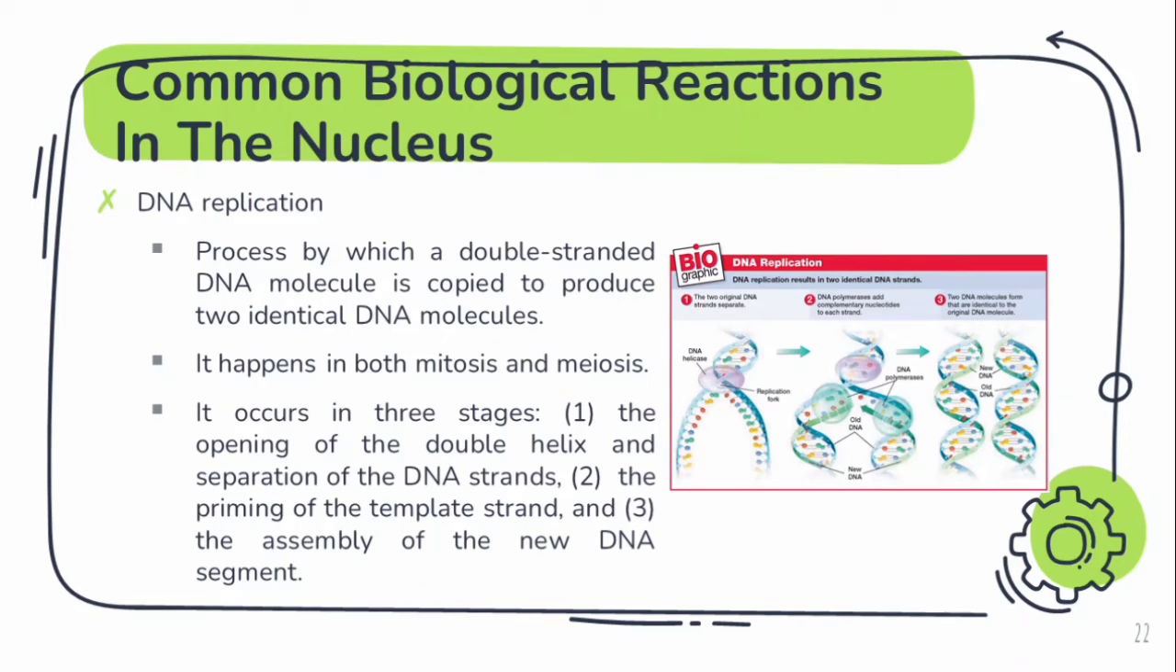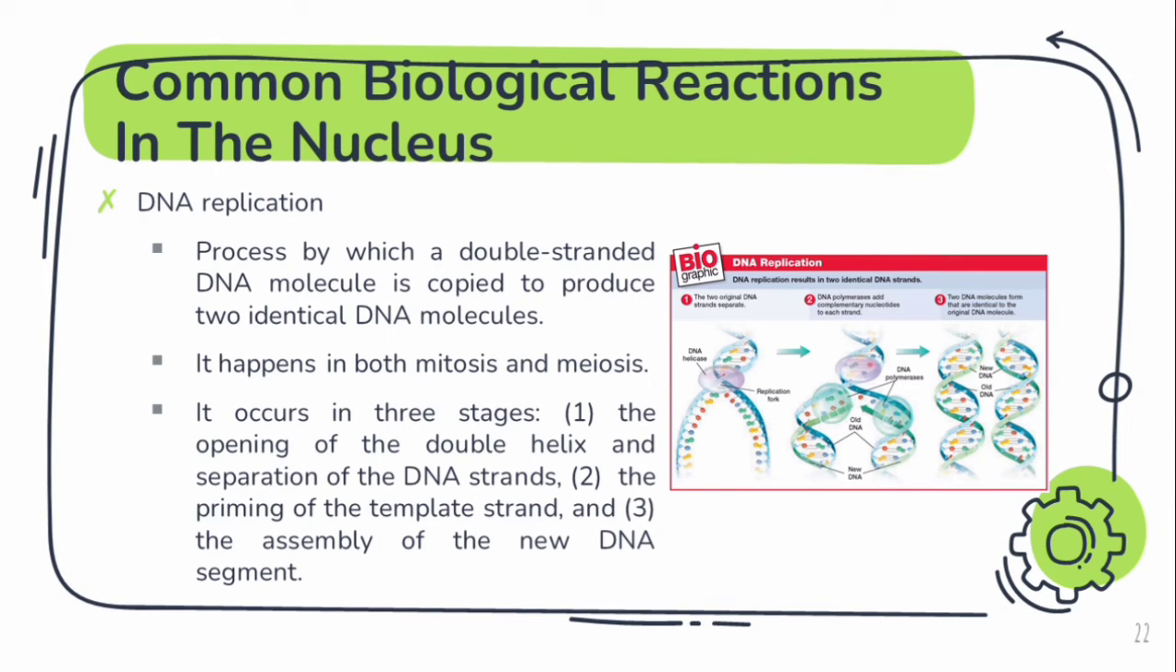Second, DNA replication. It is the process by which a double-stranded DNA molecule is copied to produce two identical DNA molecules. It happens in both mitosis and meiosis, and it occurs in three stages. First, the opening of the double helix and the separation of the DNA strands. Second, the priming of the template strand. And third, the assembly of the new DNA segment.